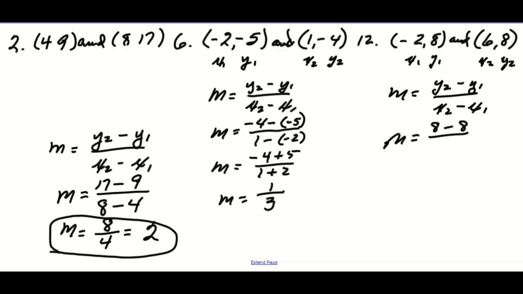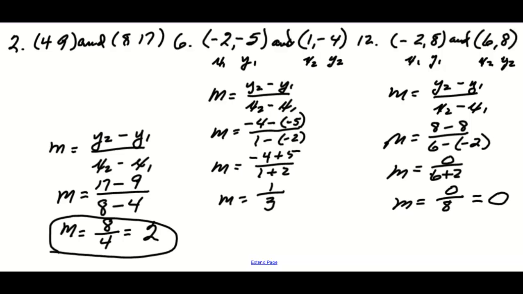And then x2 is 6 minus a negative 2. m then equals 0 over 6 plus 2, or m equals 0 over 8. m equals 0. What that means is that turns out to be a flat line. When m is 0, what you have is a horizontal line. That's the reason I showed you number 12.